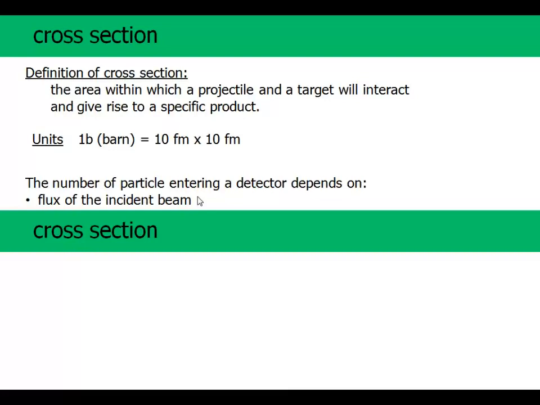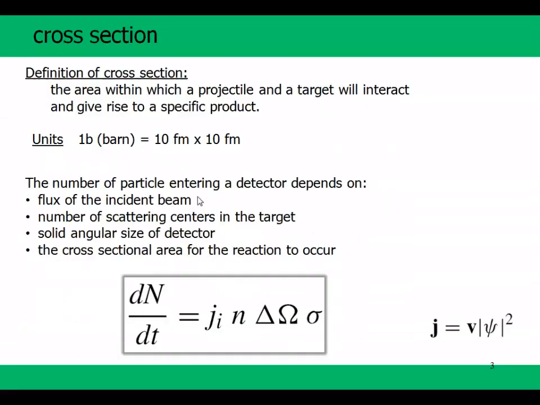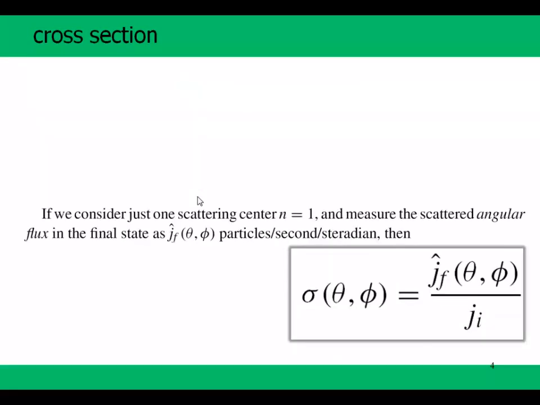Okay, so now I want to simplify the expression over here and get rid of this n and get rid of this delta omega. So if I now consider something that is just out of one scattering center and measure the scattered angular flux as j hat, the final flux that is scattered, then sigma is just the ratio between the final flux scattered over initial flux. And this is a very convenient definition because now we've just got things defined in terms of in and out fluxes. So that's how we're going to define it, and if you look at it carefully, you'll see it's got the right units.